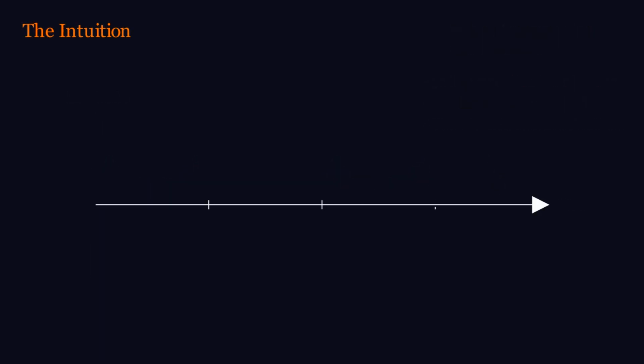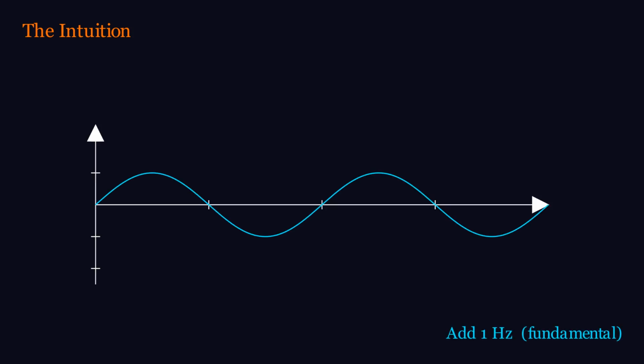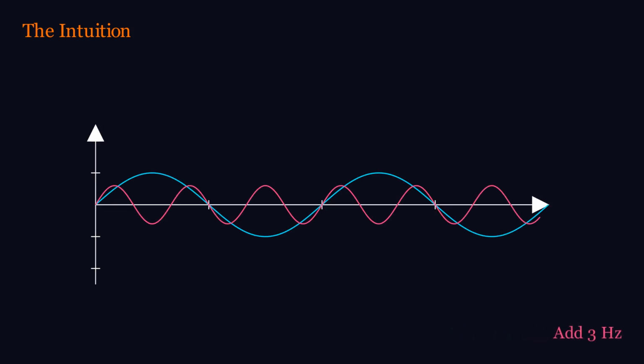Start with one simple sine wave, 1 Hz. Clean, simple. Now add another, 3 Hz, at a smaller amplitude. Notice the shape is already getting more complex. Add 5 Hz and 7 Hz. Look what happened. 4 simple sine waves combined together created something that looks complicated and messy.